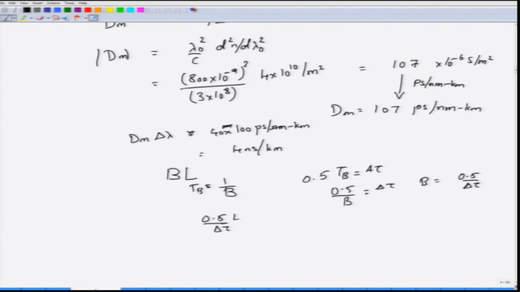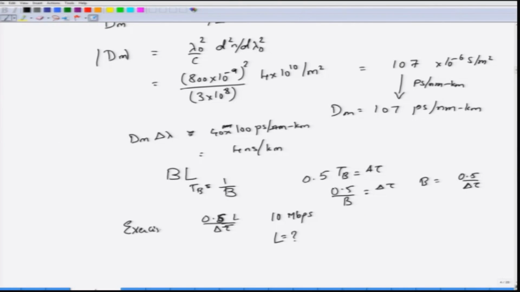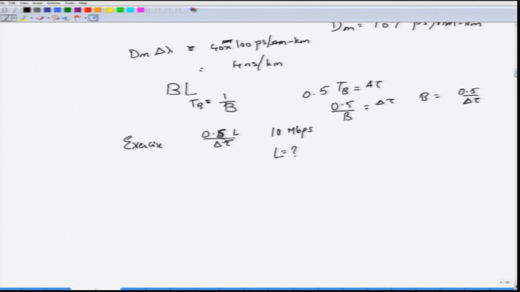This would be the bandwidth into length product, and we have seen that this delta tau is around 4 nanoseconds per kilometer. Okay. So here you have delta tau as 4 nanosecond per kilometer. You can substitute this and then say if I want to obtain a data rate of 10 megabits per second, what should be the value of L. So I will just leave it for you guys to calculate this one. This would be a small exercise for you. So with dm turning out to be this value, and if you want a data rate of 10 Mbps, find out what is this length over which you can propagate. Okay. So this is for the LED.